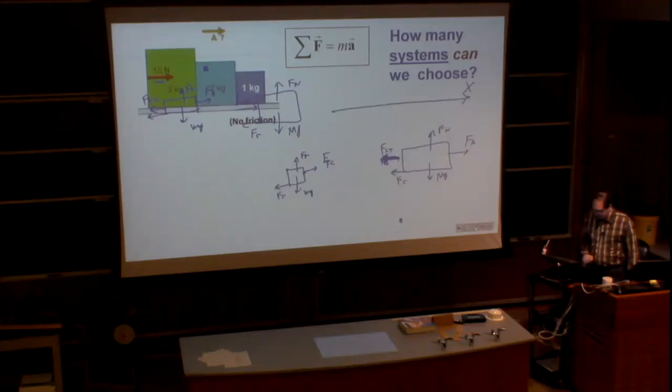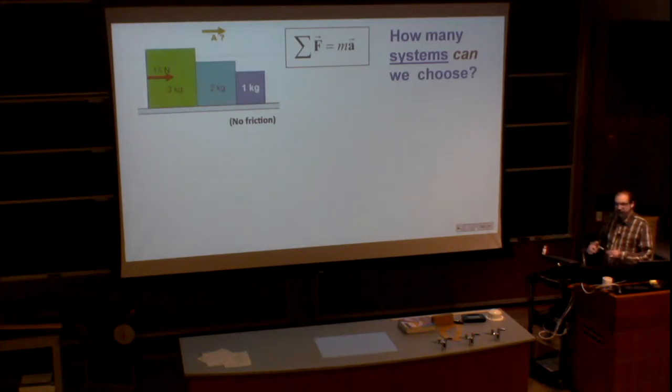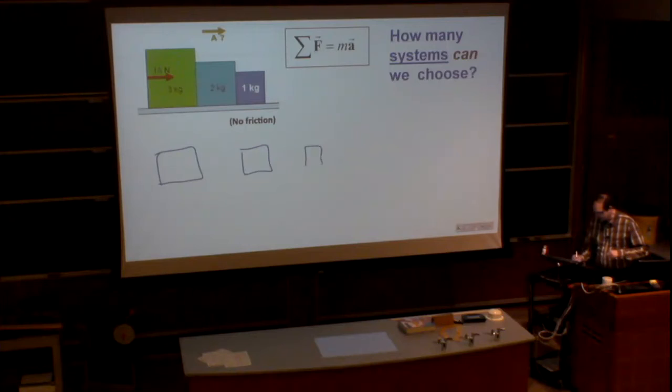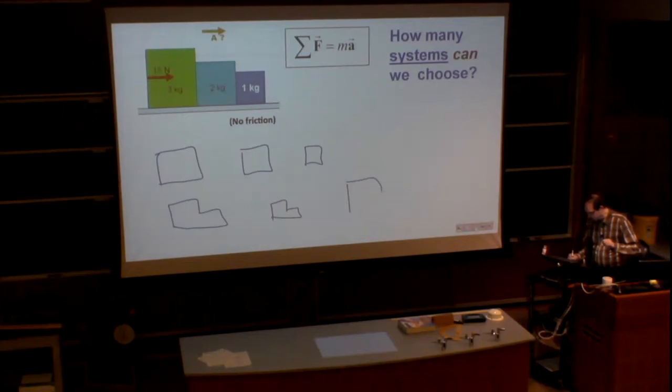Well, in this situation, let's just list the systems. We can choose as a system the green box. We can choose as a system, how do we call this color, for the box in the middle? Light blue, okay. We can choose as a system the dark blue. Three, are we done? No. We can choose as a system the combination of first and second. We can choose as a system the combination of second and third. And finally, we can choose as a system the whole combination.